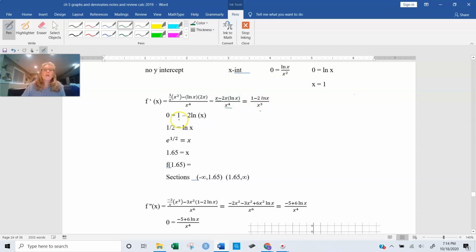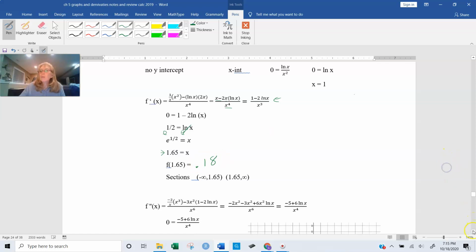Setting this equal to 0 means we only set the numerator equal to 0. So we're going to add the 1, divide by the 2. To get rid of a natural log, remember take the e of both sides, so this cancels. So it's e to the 1/2 power. Plugging that into your calculator, you get 1.65. Okay, plug that into your original, and when you do that, you should get 0.18.